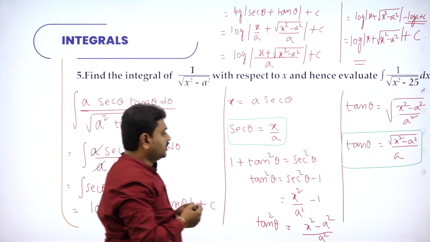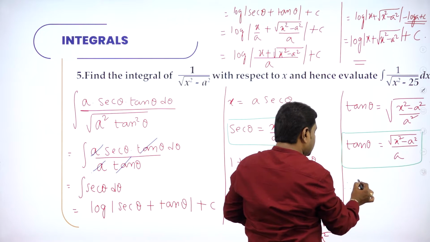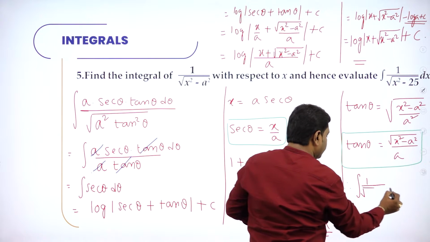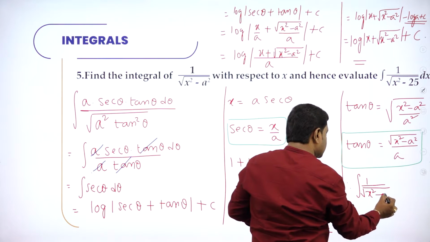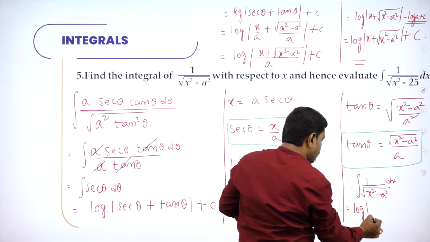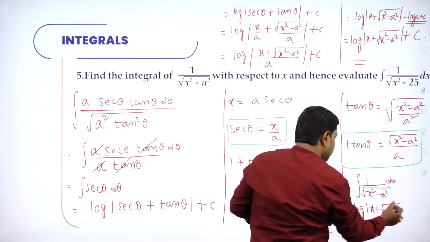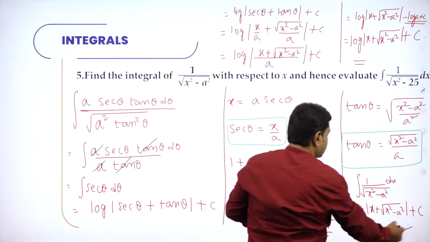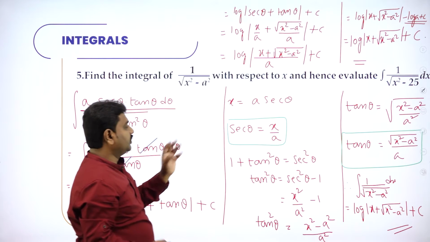So now we got the integral. Let me write it. Therefore, integral of 1 by root of x square minus a square dx, what is the value we got? That is log of mod of x plus root of the denominator. What is the denominator? x square minus a square, plus c. This is the answer. So now I've derived this.